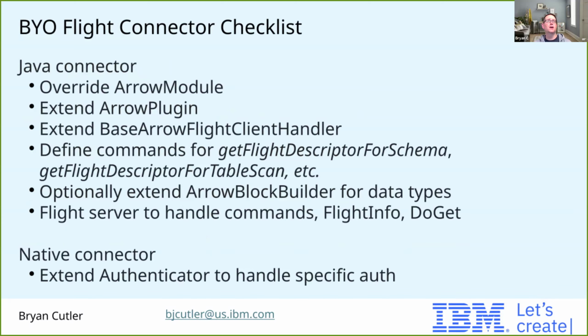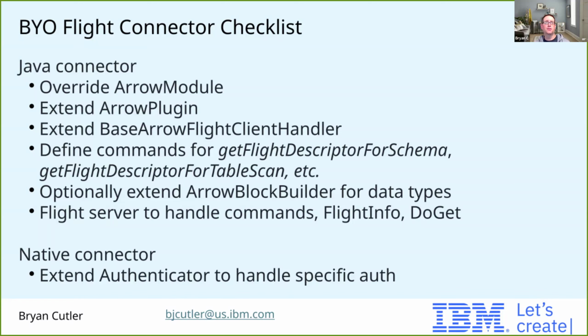And finally, just to summarize things, I have a checklist of things you would need to implement if you're making your own flight connector. First, you can override your Arrow module. That allows you to inject your dependency classes within Presto. You would extend the Arrow plugin, which allows Presto to pick up your connector as a plugin.